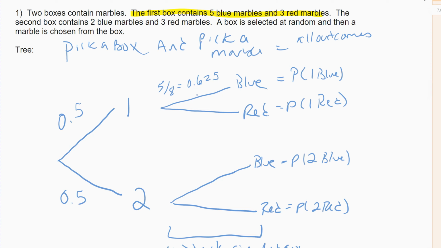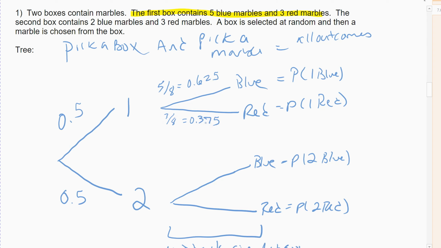Alright, so the probability of getting a blue marble given I've got box 1 is a 62.5% chance. Then you could do the red one, and I'm going to work it the same way. You could use the complement here, and you'll see that it is the complement. The probability of getting a red marble, well, there are 3 red marbles out of the total 8, so this would be 3 out of 8, or 0.375.